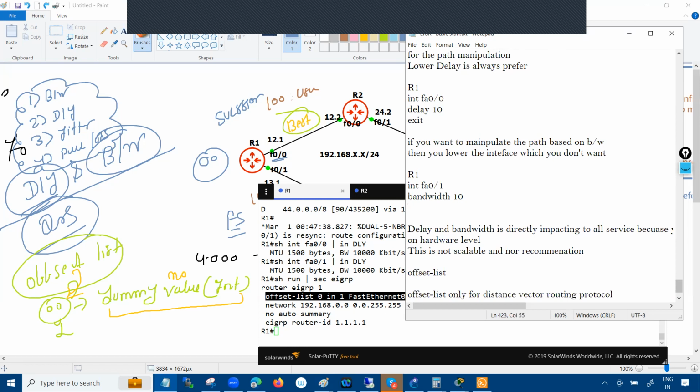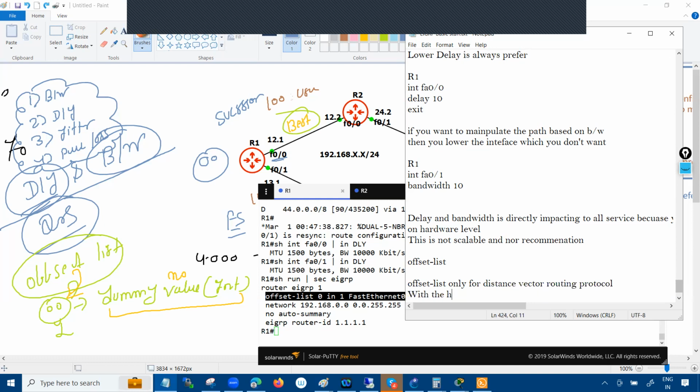You don't have these things in link state routing protocols. That's one of the problems we have. But for link state routing protocols like OSPF and IS-IS, we have different things. BGP, of course, that's the baba, right? So EIGRP has the offset list. RIP has an offset list. With the help of offset list, we can only increase the metric.